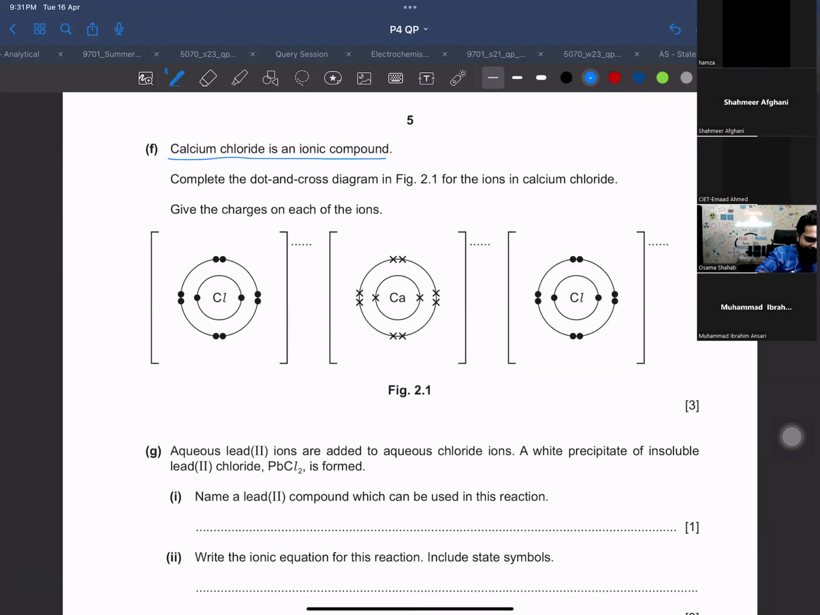Then calcium chloride is an ionic compound. Complete the dot and cross diagram, figure 2.1, of the ions in calcium chloride. Give the charge on each of the ions. Now we all know this, chloride is from group 7, so it must be 1 minus. And calcium is from group number 2, so it should be 2 plus.